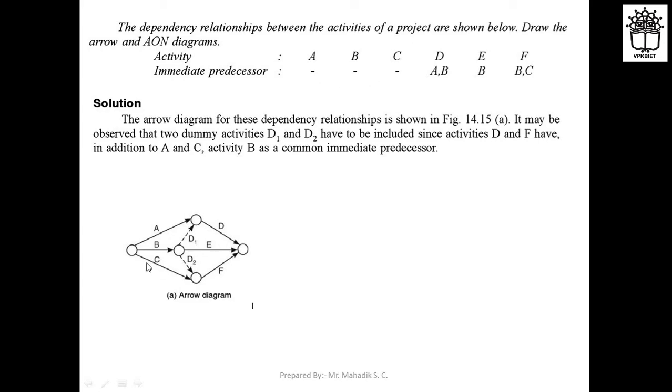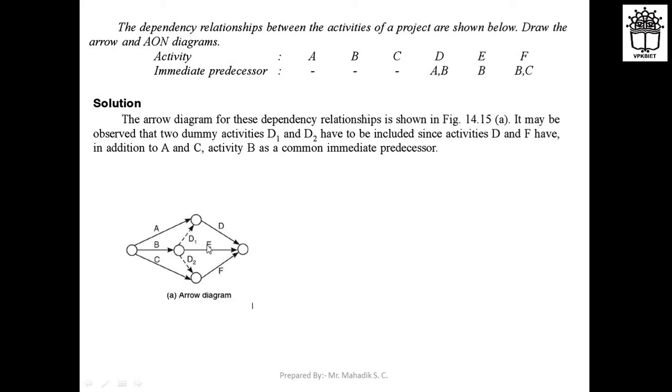So for A, B, C activity, you can start from one event, right? Then for D, there will be A and B, right? So activity D will be there. So from A and B you can go to D, right? But for E, there is again B activity also, right? For E, that's why you cannot directly connect B to this activity, right?